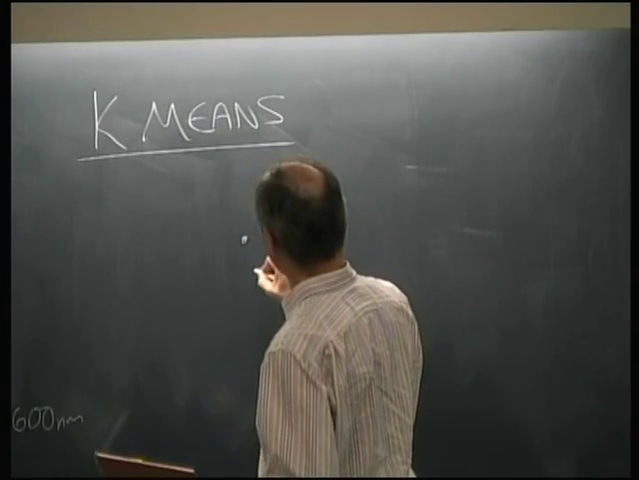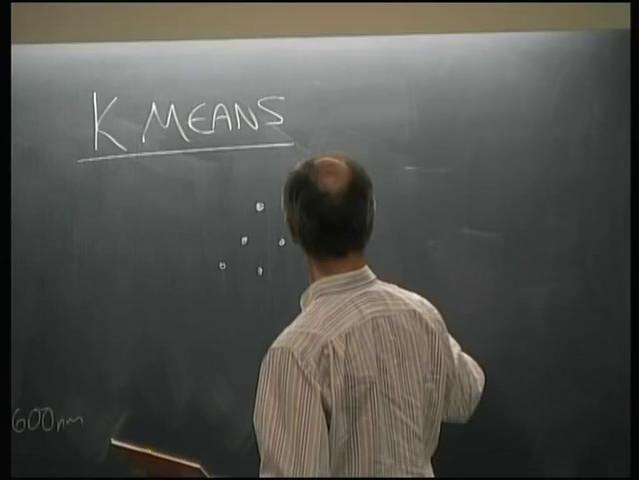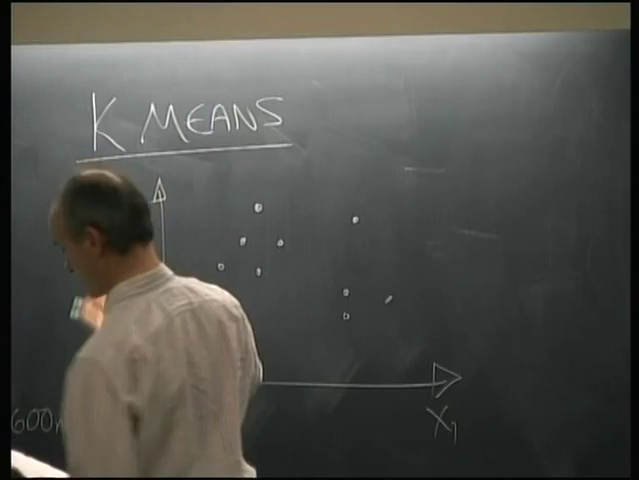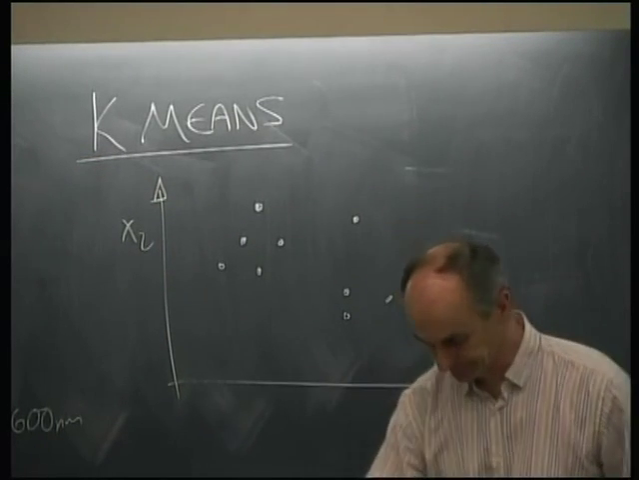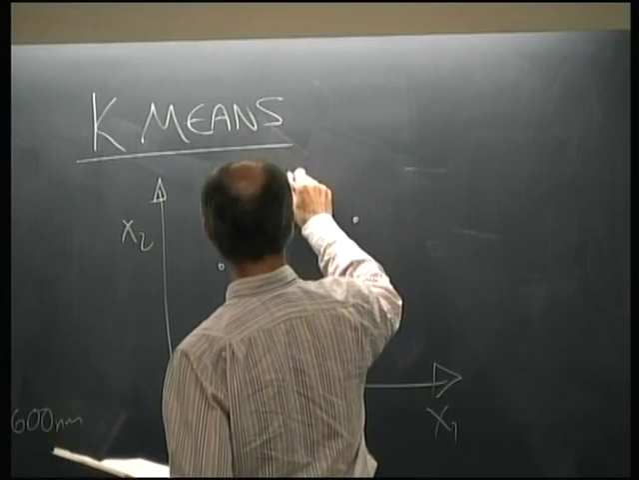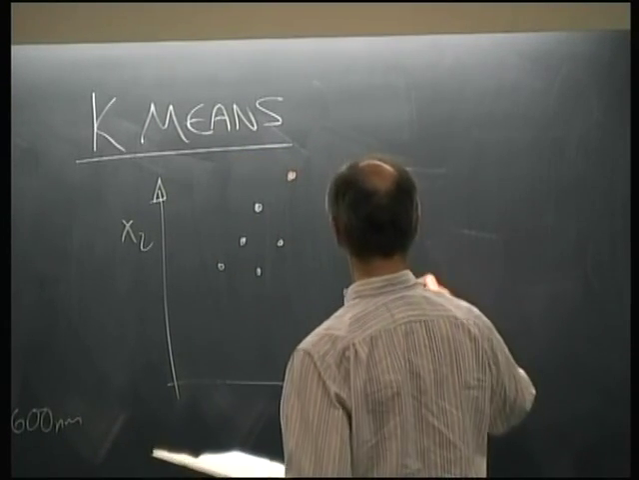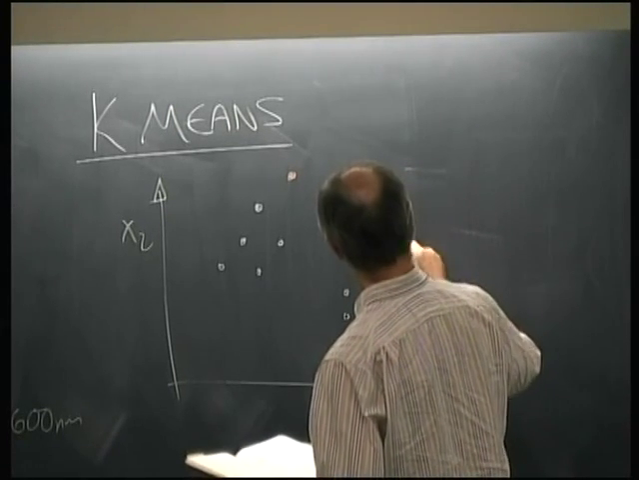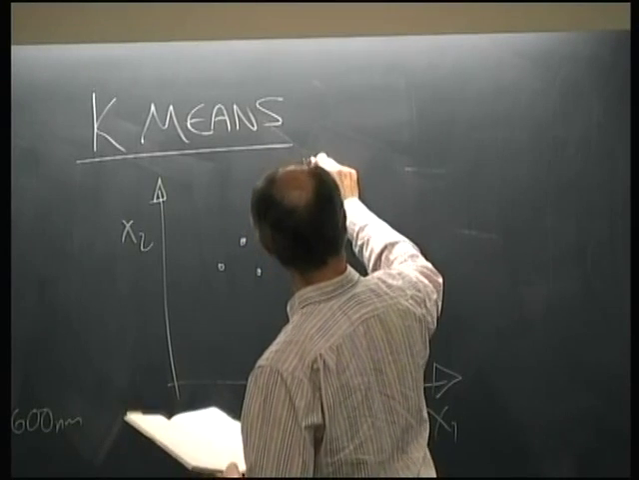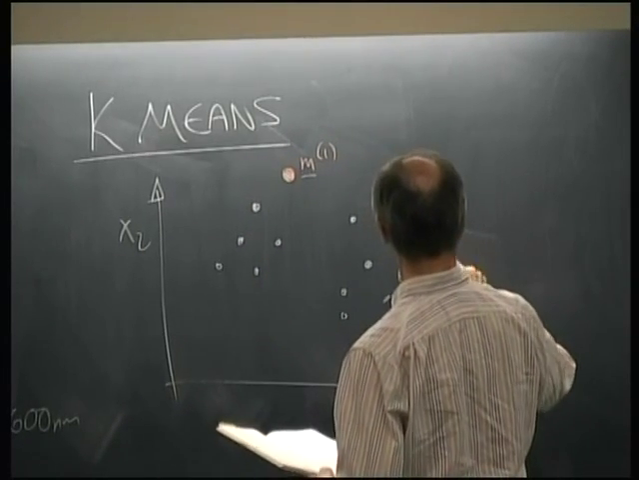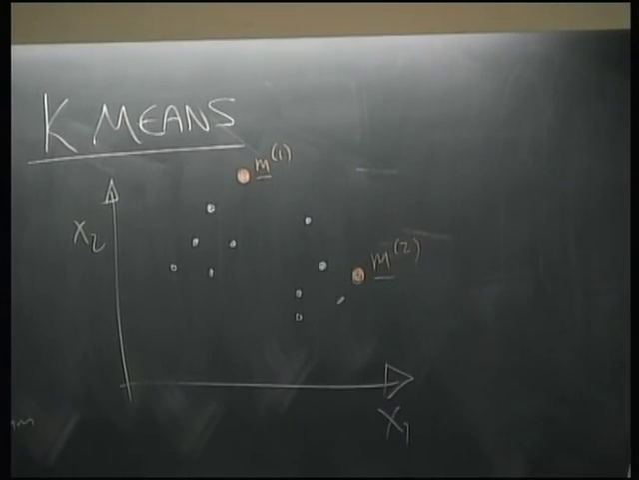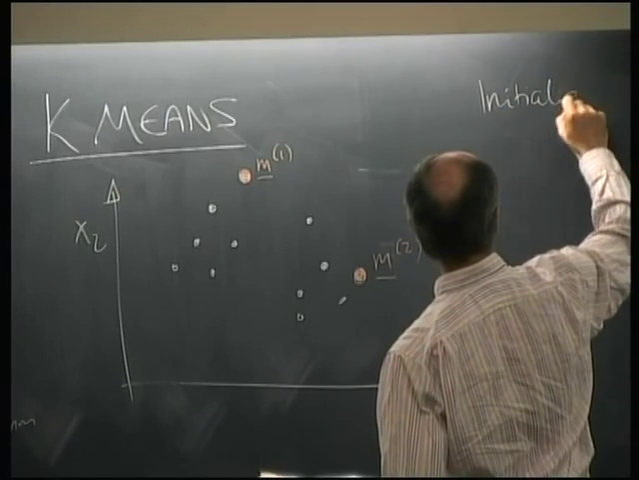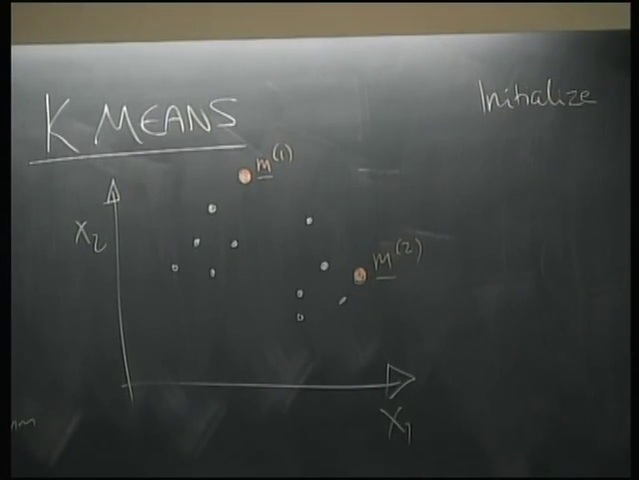We take all the data we've seen so far, which lives in x1, x2 space, and we plop down into this world two objects, or k objects, sorry. I'm going to draw two, shown by these red blobs. And we call these means. I'll call them mean one and mean two. Initially, you just slap them down anywhere you like. So we have an initialization step where we plop down two means.